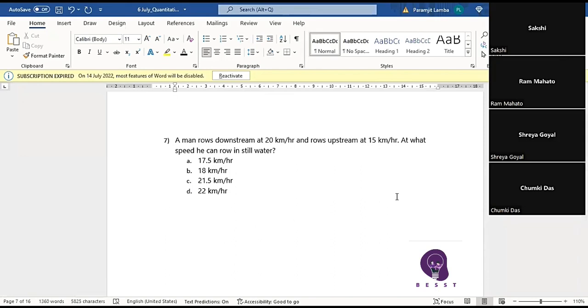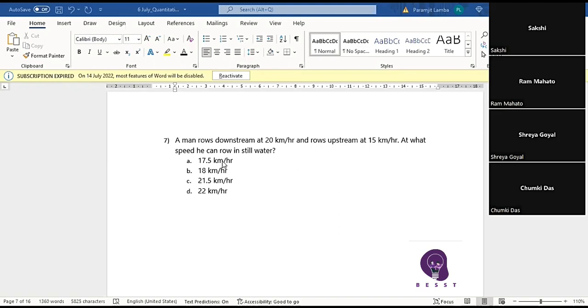And this is where it gets interesting. A man rows downstream at 20 km per hour and rows upstream at 15 km per hour. At what speed can he row in still water? You should be able to do this mentally. Upstream means against the current, downstream means with the current. So against the current is 15 kilometers, downstream with the current is 20 kilometers. Average speed is 20 plus 15 divided by 2, 35 divided by 2, 17.5.